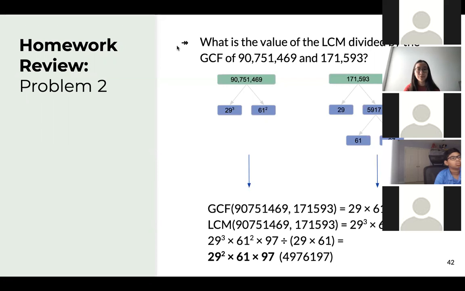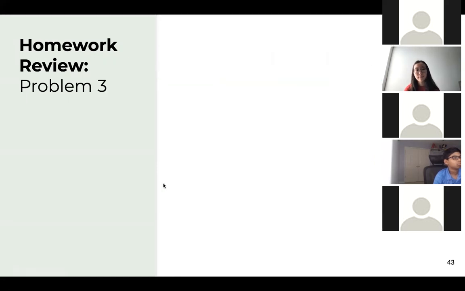All right, no one has said that they're very confused about prime factorization. So let's continue then.